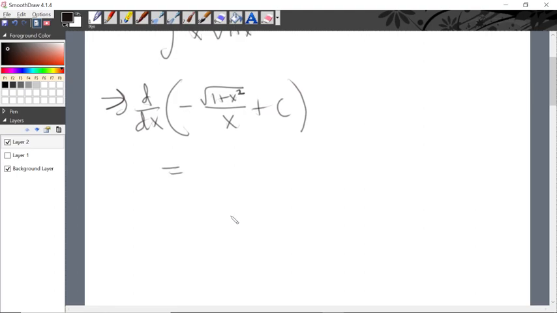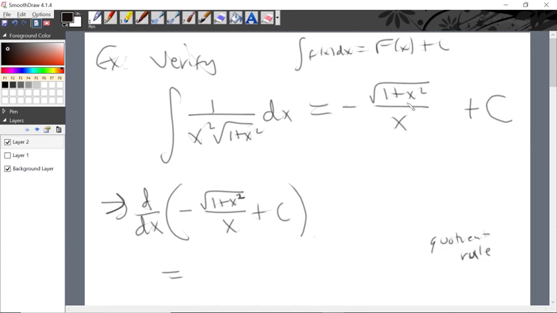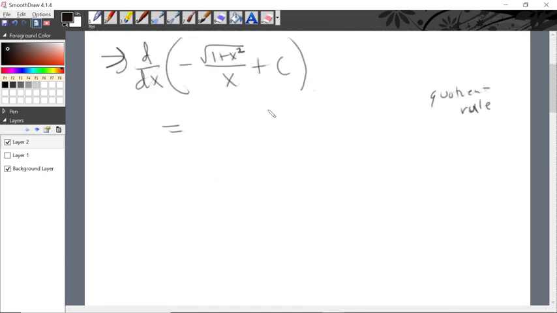Okay, we can use the quotient rule on the first term. It wouldn't matter whether I put the plus c here or not in this case, because the derivative of the constant is just going to be 0. We really just need to verify that the derivative of this variable piece right here is ultimately the integrand. By the quotient rule we have, first I'm going to leave the negative in front. We get low d high, so the lower function is x times the derivative of the higher function. The derivative of that numerator will require the chain rule.